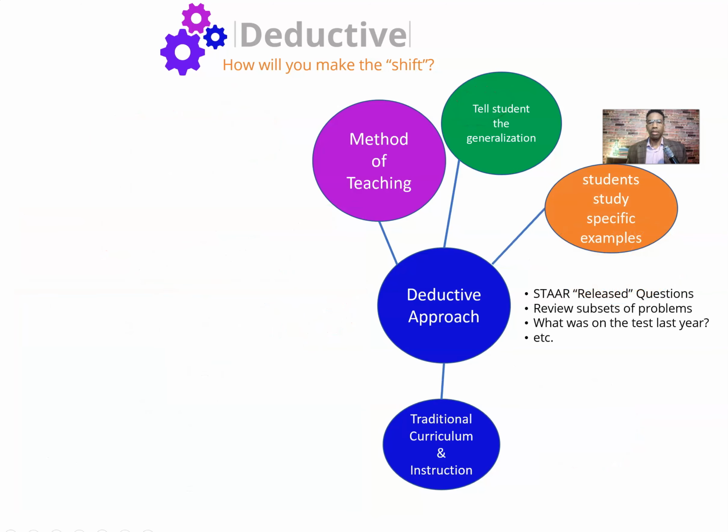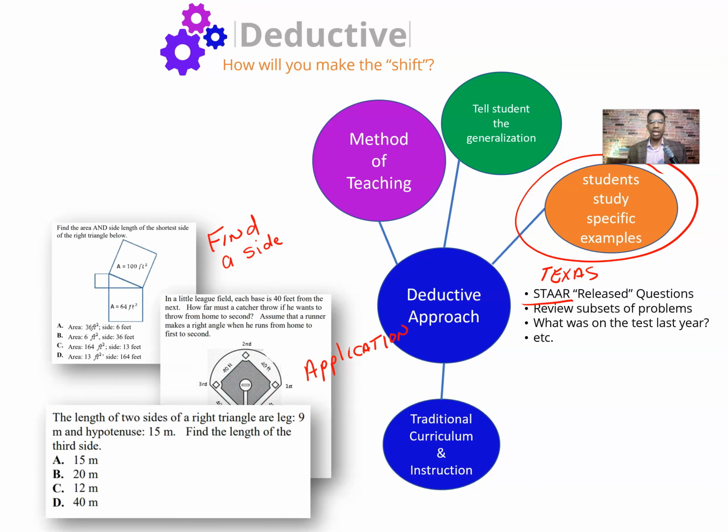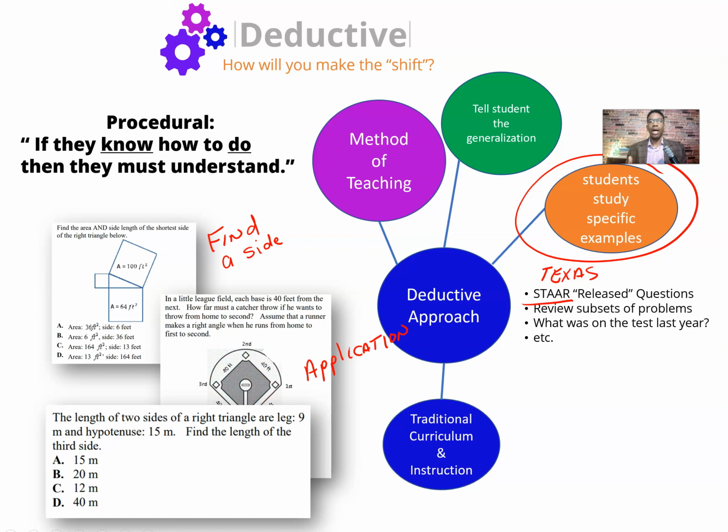I want to talk a minute specifically about student questions and studying specific examples. I taught in Texas for many years, where our state test was called the STAAR test. So we would go over a lot of the STAAR released questions, break them down into certain subsets, find the side, application, different types of questions that appeared on the test in previous years. The idea being, if they know how to do these questions, then they must understand the concept of the Pythagorean theorem.